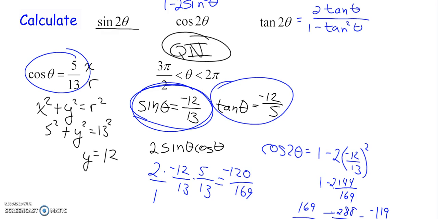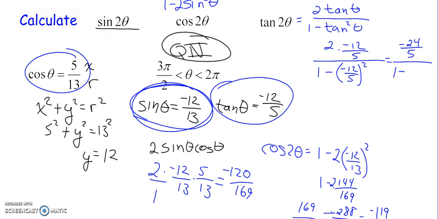The top of my fraction will read 2 times negative 12 over 5, all divided by 1 minus negative 12 over 5 squared. So I know this is a complex fraction. We've done these before. Negative 24 over 5 divided by 1 minus 144 over 25. So let's get common denominators here. If I think of this as 25 over 25, I could now subtract those.